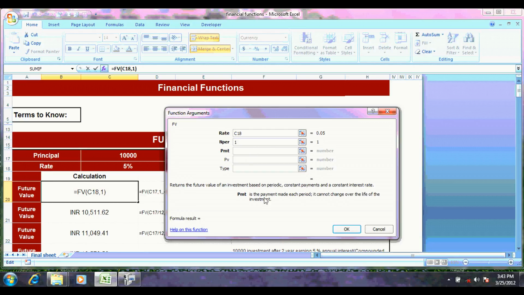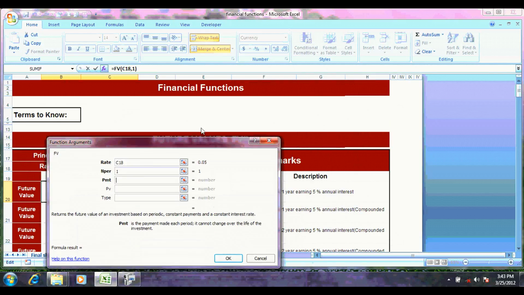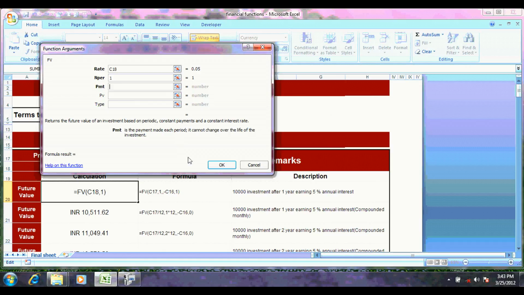Payment is the payment made during each period. It can be a monthly or quarterly payment, and it cannot change over the life of the investment. In our case, we are not making any monthly payment. It is just a lump sum investment of 10,000 rupees. So we'll skip this. Next is present value.